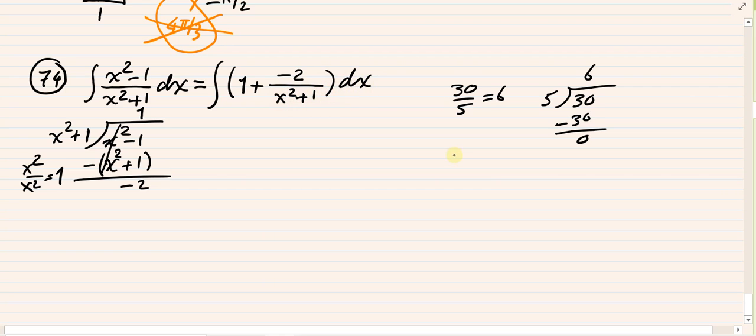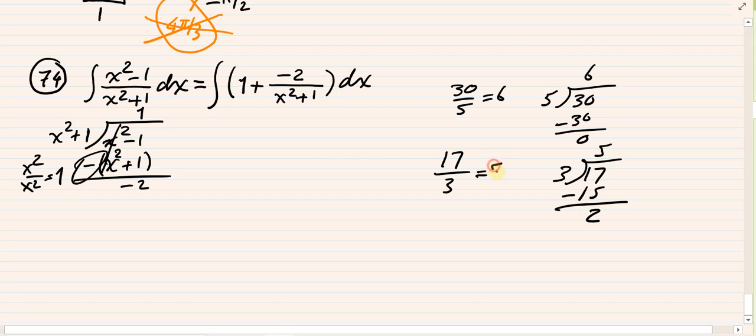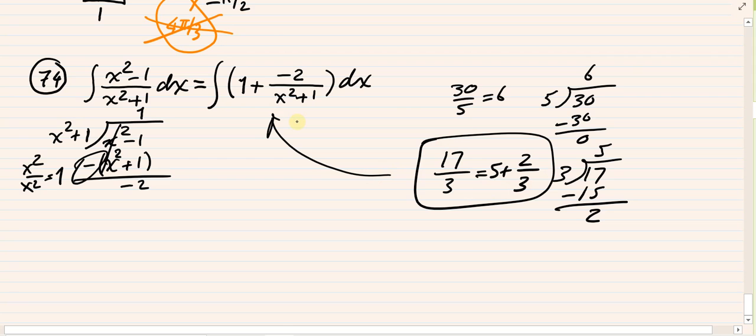Let me show you that construct again. If I have 17 divided by 3 in the long division, quotient is 5. You multiply, then change sign. That's why I changed sign here. Subtract. So the answer is going to be quotient plus remainder over a divisor. So the answer is 5 2/3. That's exactly what I did here with the integrand. I have the quotient in here plus a remainder divided by a divisor. Okay, now we can work this one easily.